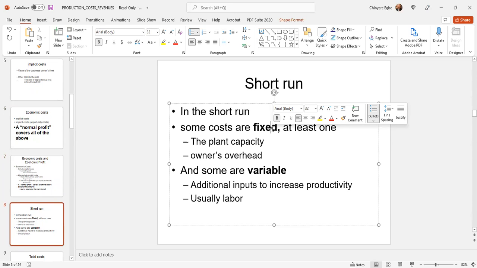Even if it's your basement that you use for the restaurant, remember, you could have rented the basement out. And so that becomes an implicit cost, but it is still fixed. Now, then you have variable costs. Variable costs are those costs that change depending on the amount of output. For example, if you sell 10 plates of food, you're going to use ingredients for 10 different plates of food. If you hire labor, the more output, the more labor you use.